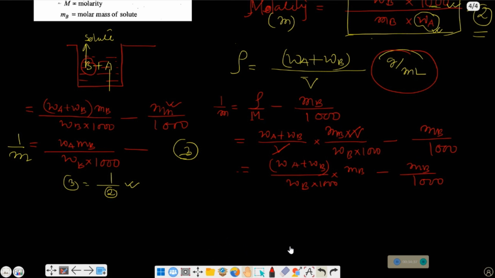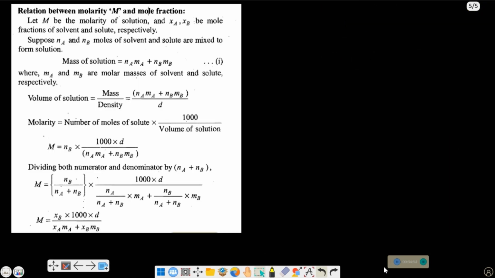This particular formula we need to remember when we are asked about the relation between molarity and molality. Okay, got it? Okay, next we will study the relation between molarity and mole fraction.